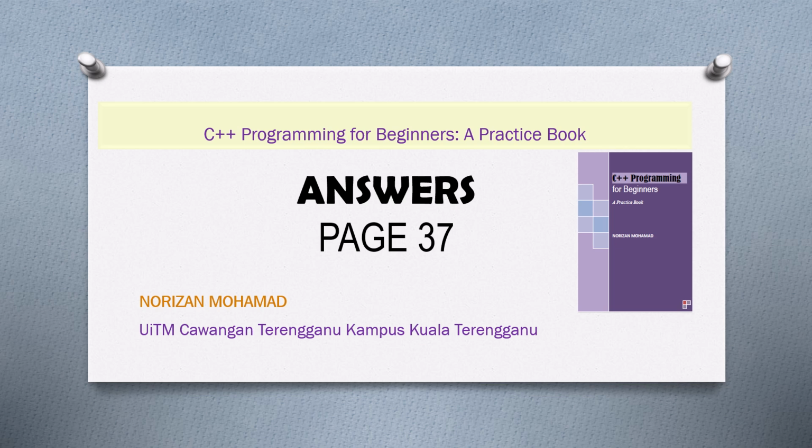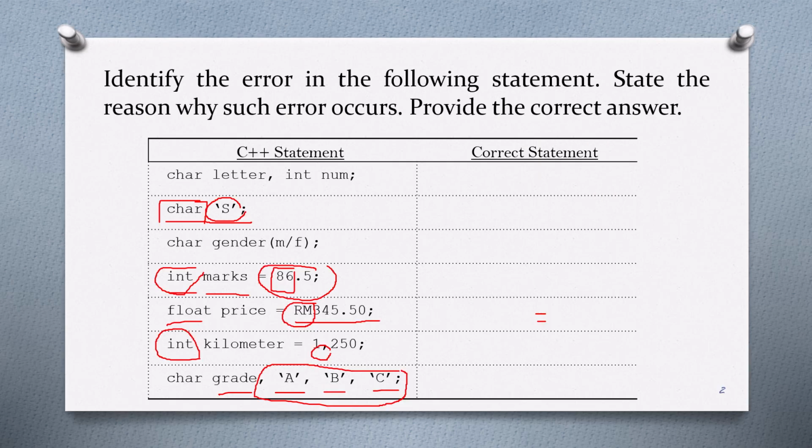So let us discuss the answers for page 37 of this exercise book. The question on the page asks you to identify the error that can be found in the following statements, state the reason why such error occurs, and provide the correct answer. The first statement says char letter, comma, int num.